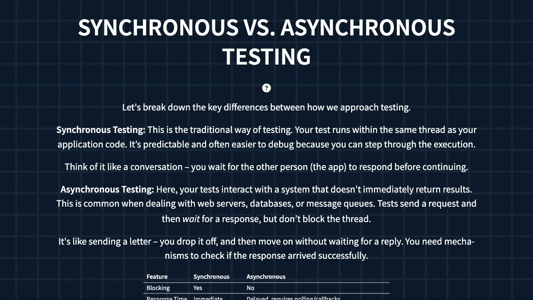Okay, let's talk about synchronous versus asynchronous testing. Synchronous testing is how we've traditionally done things. It's like a direct conversation with the application. The test runs alongside your code, and you get immediate feedback. You can step through everything easily. Now, asynchronous testing comes into play when dealing with systems that don't respond instantly, like web servers or databases. It's more like sending a letter. You send the request and then continue on without waiting for an answer. So, we need to handle those potential delays and make sure things arrived as expected. Let's look at some key differences in a table here: blocking behavior, response time, and complexity.